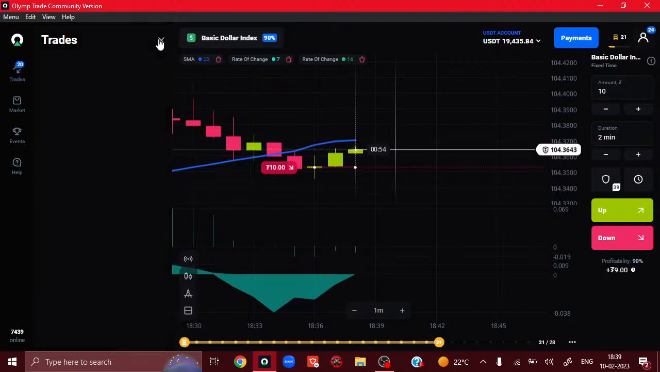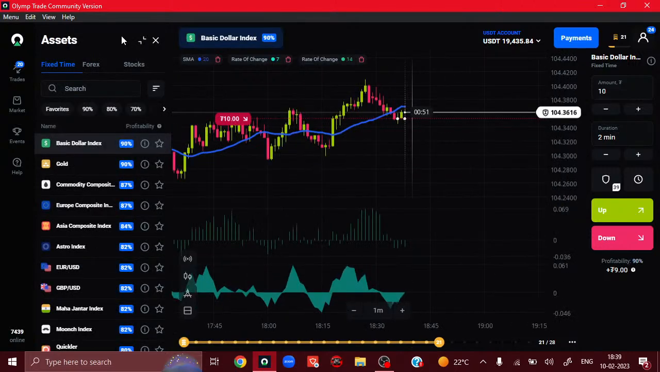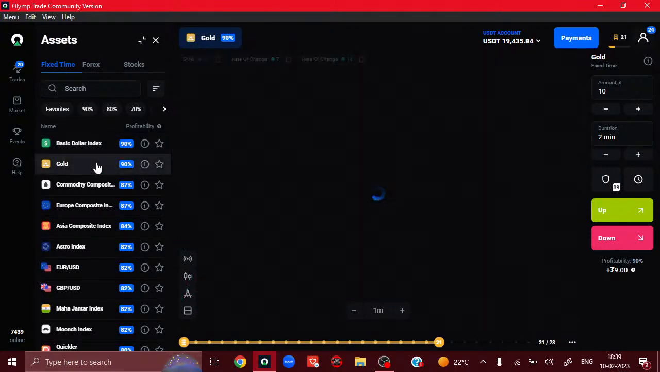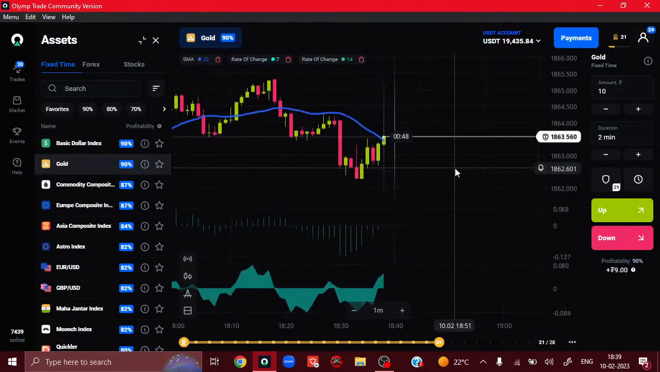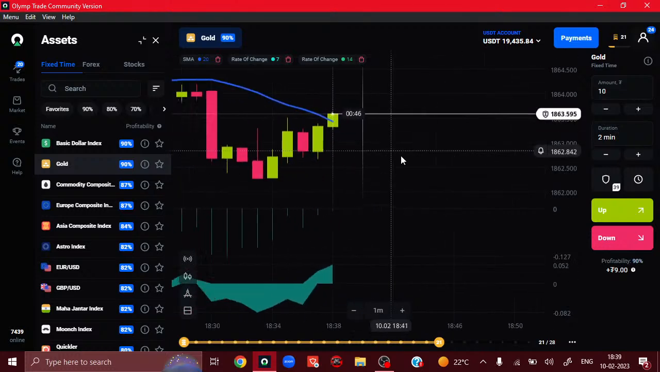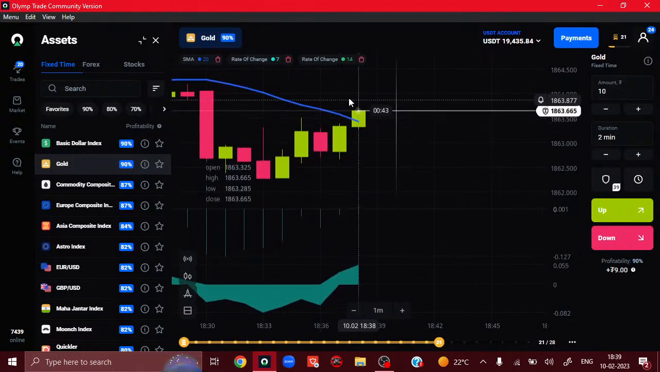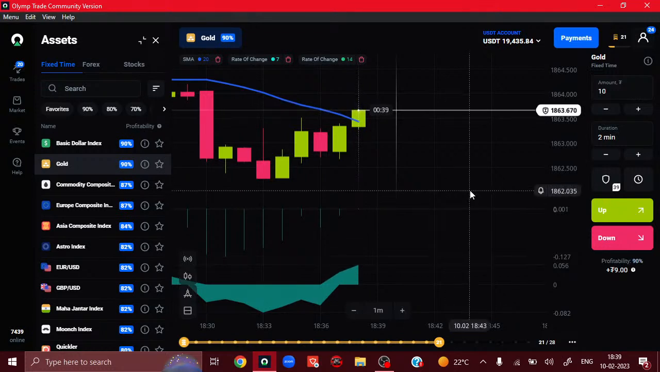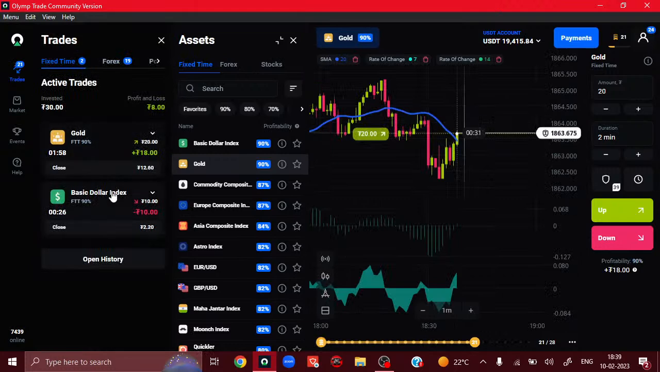Meanwhile, let us try to find another entry. In the gold asset also, we can see that the green candle is intersecting the SMA 20 and the ROC has shifted above the zero line. So here also we have an entry, and now I'm increasing the trade amount to $20. The trade duration is 2 minutes.